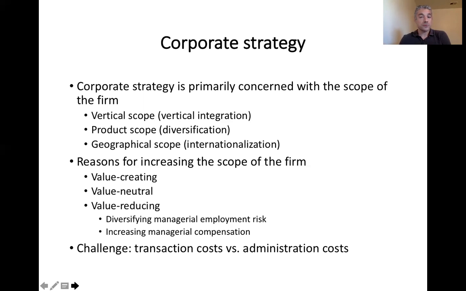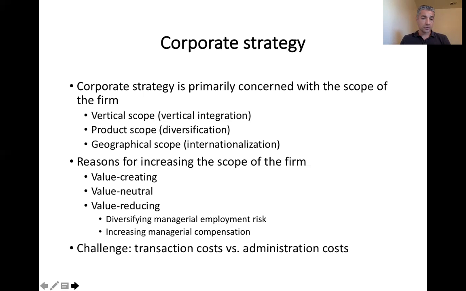If everybody else is doing it, you have to match. So even though there may not be a true strategic reason for you to consider it, you may be forced to go into other industries or other markets, other geographies, just because.